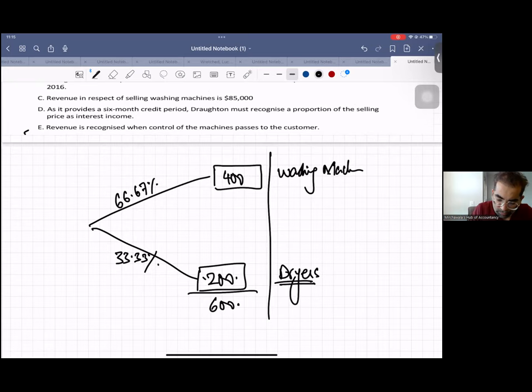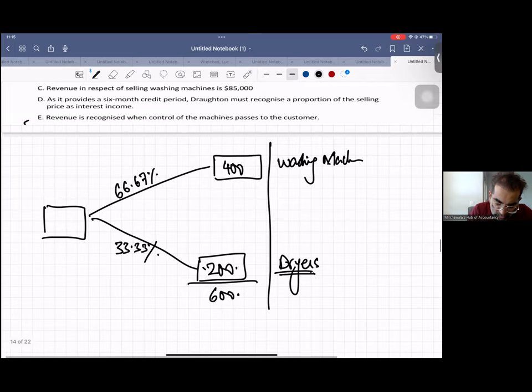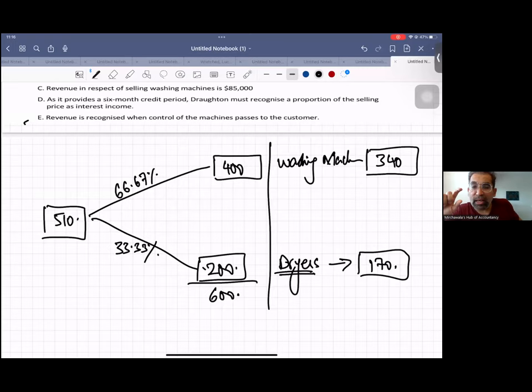Okay, so now how much total did we get? The total amount we are getting is 510. Now, can anybody tell me what the amount is? Let's apportion this total price. 510 multiplied by 66.67% gives 340 for the washing machine, and 170 for the dryer. These are the after-discount prices. These are what we call real prices. For the washing machine, the real price is 340 and the dryer is 170.